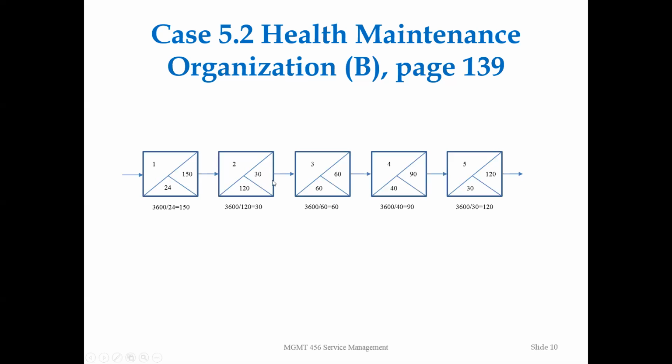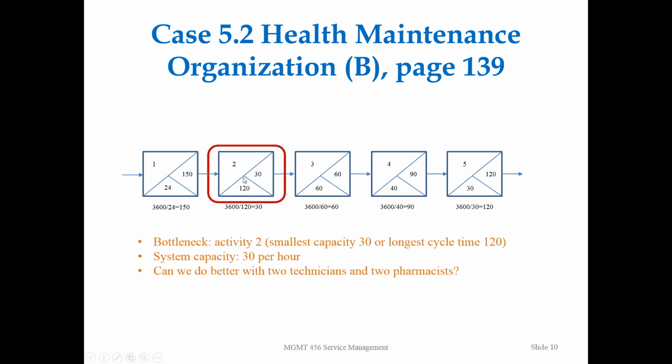So if we pay attention to the capacity, we can see these are the capacities, 5 numbers. This one is the smallest one, which means activity 2 is a bottleneck. If you look at cycle time, we see these are the 5 numbers. This number is the longest cycle time, which also means activity 2 is a bottleneck. So then the system capacity for the entire process is 30 per hour. The system cycle time for the entire process is 120 seconds.